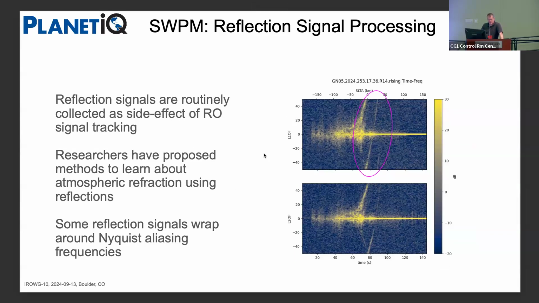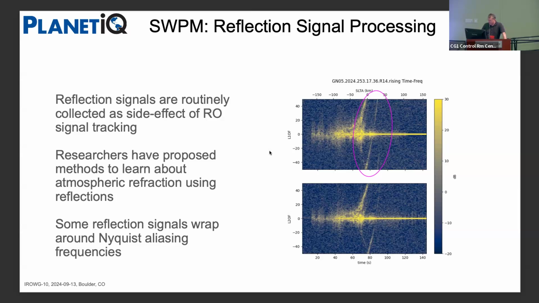Next up, for reflection processing, reflection signals are routinely collected as a side effect of radio occultation signal processing. There's been a lot of proposals on how to extract additional information about the lower troposphere from those signals. Here's an example of a GLONASS track where we can see the reflection signal crosses the Nyquist band, wraps around, crosses DC again, crosses the Nyquist band again, and keeps on going. That's partially a side effect of GLONASS's extremely wide chip modulation. That's a 600-meter chip modulation. So we pick up those signals really deeply.